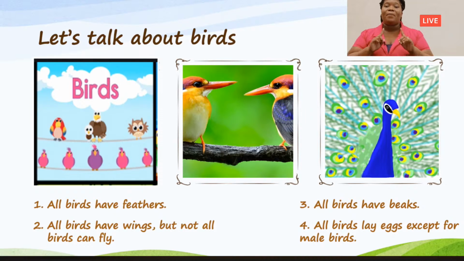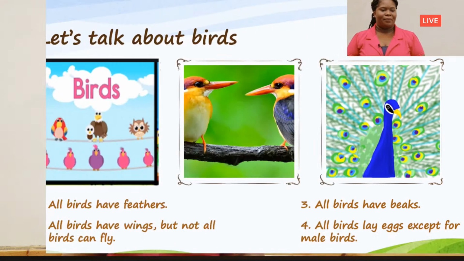All birds have a beak. That's what they use to eat. All birds lay eggs, except for the obvious male birds. Male birds can't lay eggs, only the female birds can. Next slide.